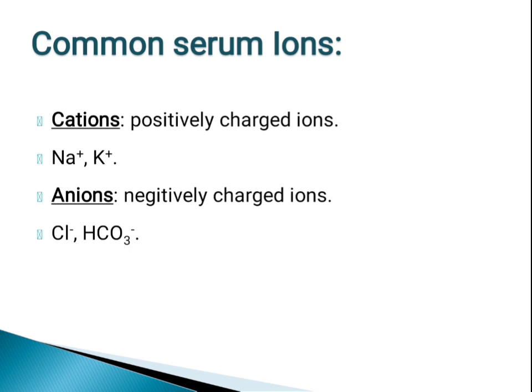In the serum, the most common cations are sodium and potassium, and the most common anions are chloride and bicarbonate. Other than these four ions, there are a few more ions in our serum. Some of them we can measure, some of them we cannot measure. Actually, anion gap reflects the total unmeasured anion present in our serum.